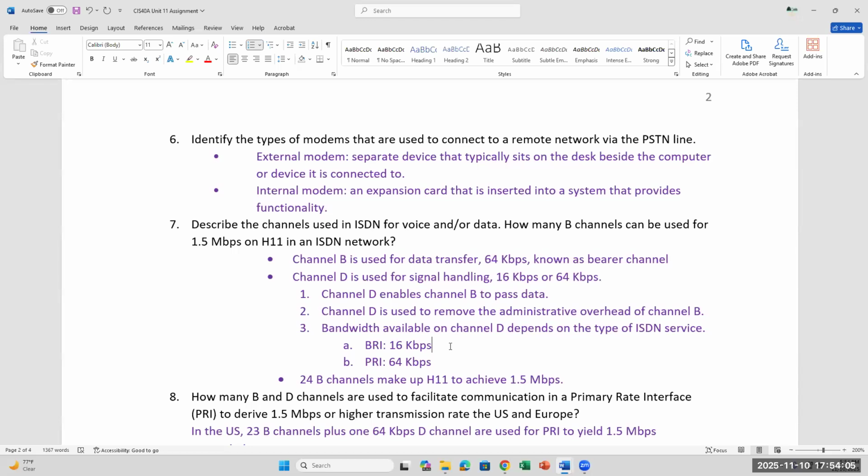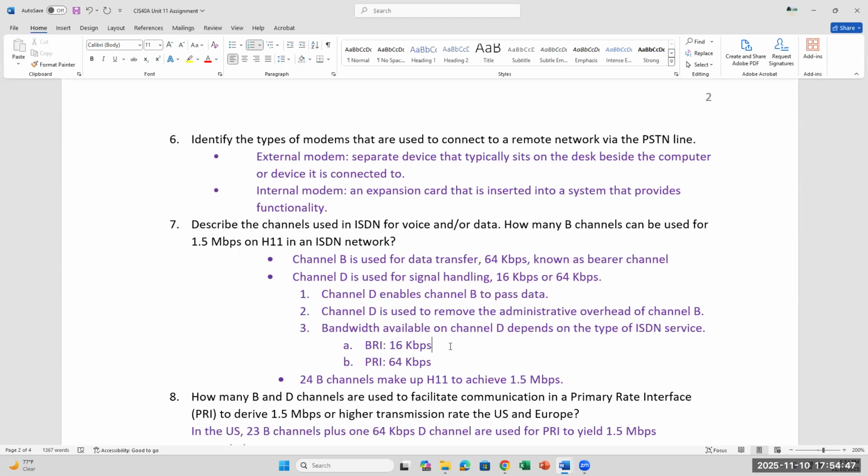So how am I going to achieve 1.5 megabit per second from 64 kilobit per second? You use a multiplier. That means I have to take 24 B channels and combine them to achieve 1.5 megabit per second. If you convert this into kilobit per second and divide it by the rate, you get the number of channels. That's how we were able to calculate it. Make sure you know this for the final exam and quiz. You will see that on the final exam and quiz.